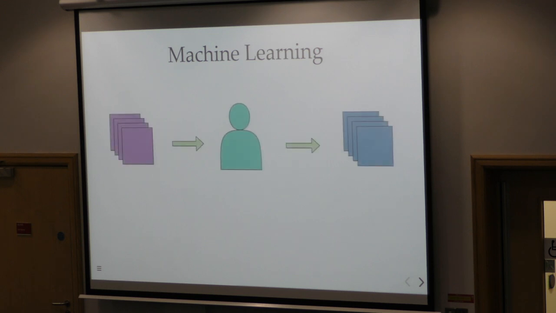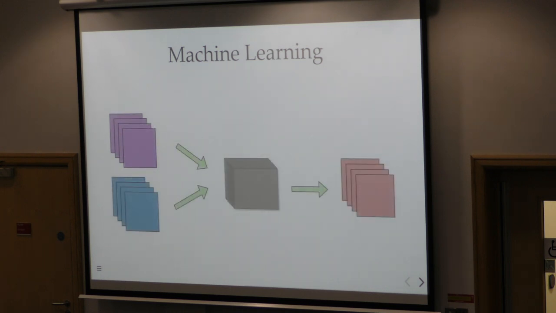And what we effectively want to do is take the process which we have now, and I'm going to represent purple images as our original medical images and blue as our segmentations. We want to take it from having a person do the segmentation to having some kind of black box do it. And hopefully that black box can do it as quickly, maybe nearly as quickly as the person, and certainly as accurately.